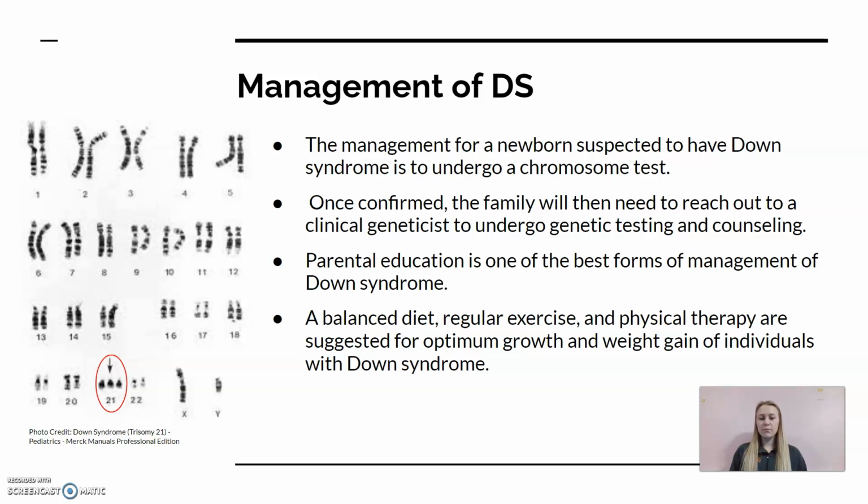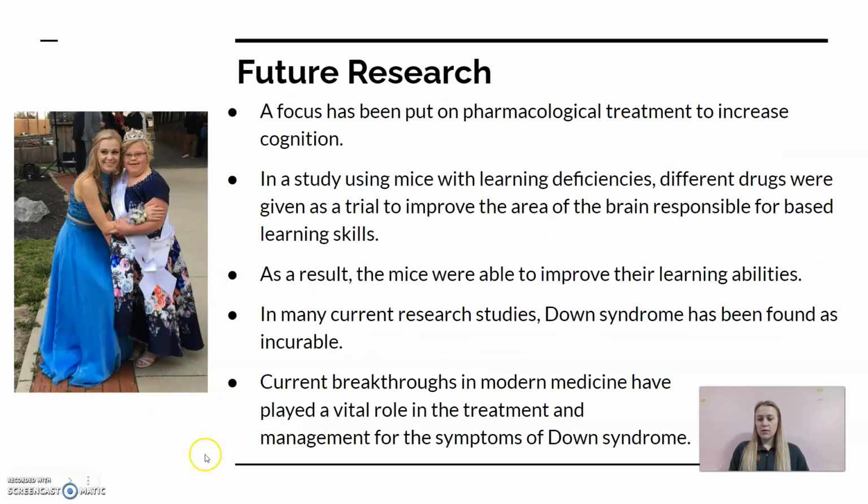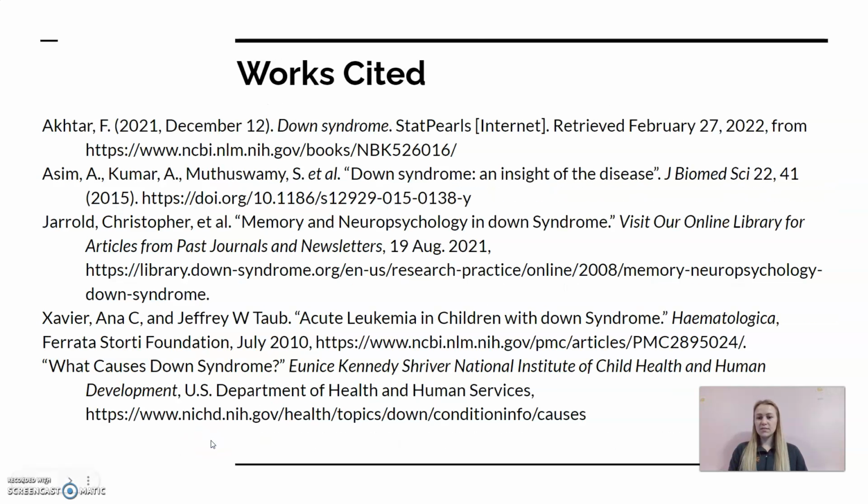A balanced diet, regular exercise, and physical therapy are suggested for the optimal growth and weight gain of individuals who have Down syndrome. Future research has been focused on pharmaceutical treatments in order to increase cognition. You can read a little bit there about the study that has been going on. Overall, Down syndrome is incurable, and current medical breakthroughs have been focusing on managing the symptoms of Down syndrome. And that's my works cited.